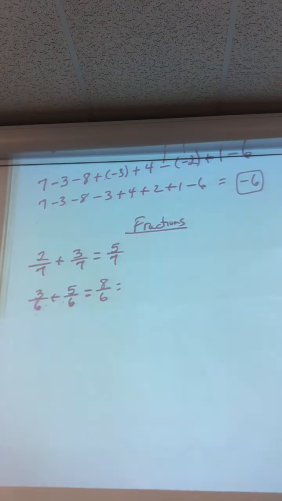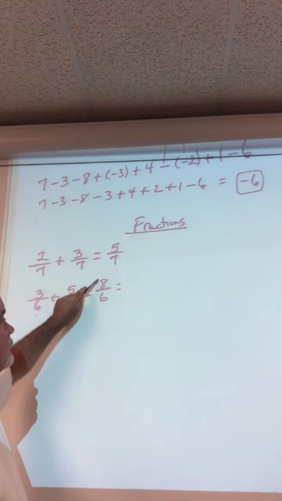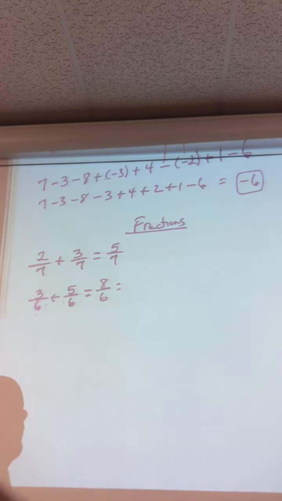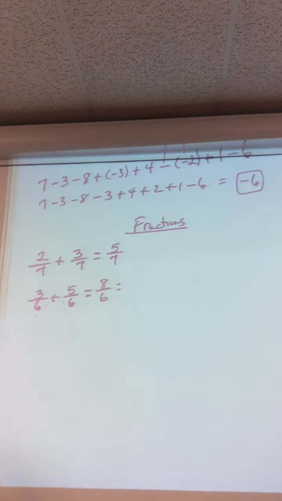Now, remember, whenever you're reducing, a fraction can be reduced if there is a number that will divide evenly into the top and into the bottom. 2 divides into both of these. So I can divide 2 into 8 and 2 into 6. So this reduces to 4/3.